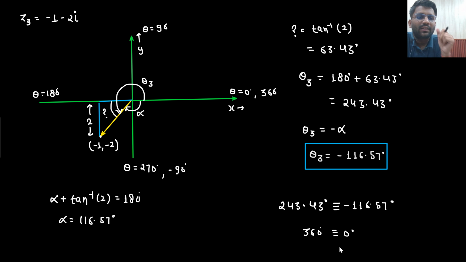Now the question is whether you assume the angle in the anti-clockwise direction or the clockwise direction. If I am assuming it in the anti-clockwise direction, then it will always be positive. If I am assuming it in the clockwise direction, then whatever angle I get, I just need to add a negative sign to it.